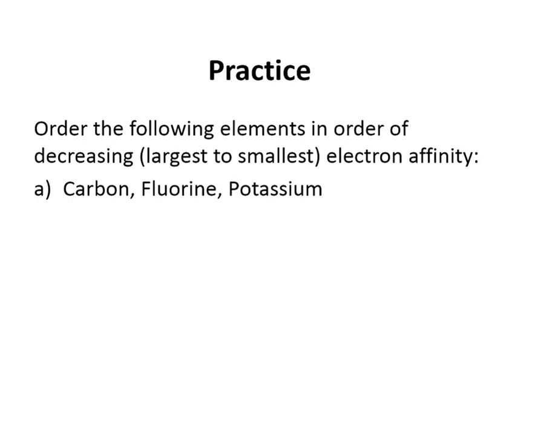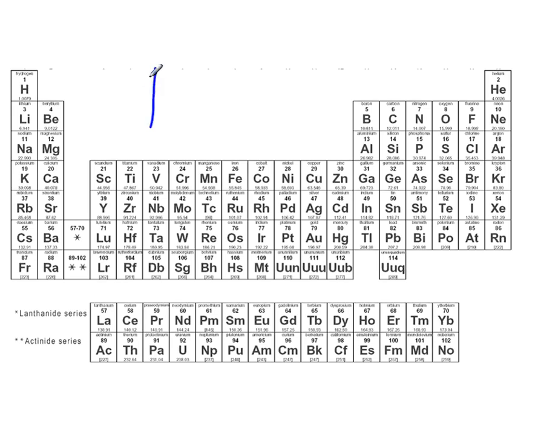So let's take a look at the last practice problem. You've got 3 elements, and we're going to put them from largest to smallest electron affinity: carbon, fluorine, and potassium. So we want to do the same thing like we did with the other 2 problems. Take out your blank periodic table. Think about the trend. We know up and across, electron affinity increases. And we're going to try and find those elements on the periodic table. So potassium's over here, carbon is over here, and fluorine is sitting right there.